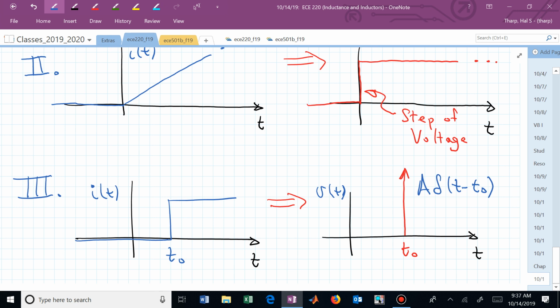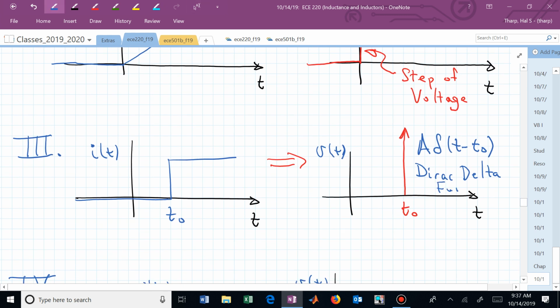So A is the area underneath this infinitesimally narrow and infinitely tall pulse or waveform. And in this case, I'm just giving it an amplitude of A. This is now the Dirac delta function. Or it may just be referred to as an impulse.